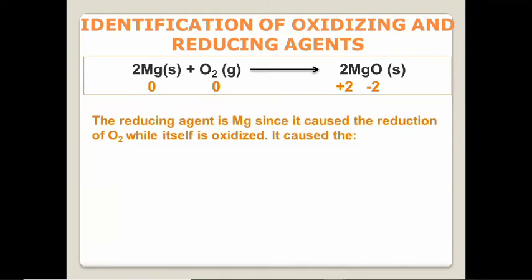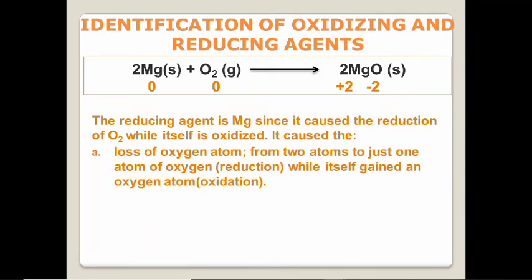Now we want to find the reducing agent. Here I have that the reducing agent is magnesium. And how did I get that? Let's break it down and see what has happened. Magnesium has caused the oxygen atom to lose one of its atoms from the reactant to the product side.